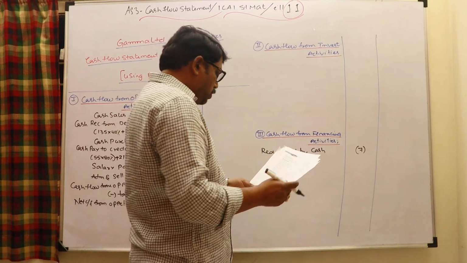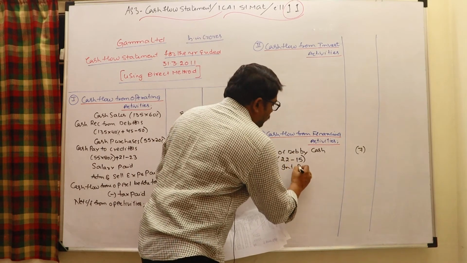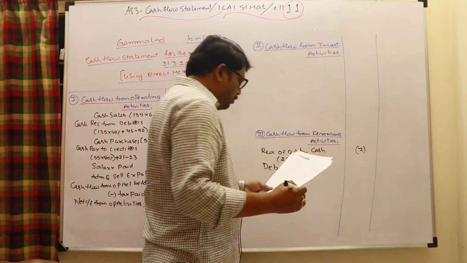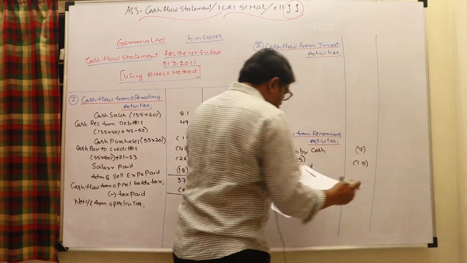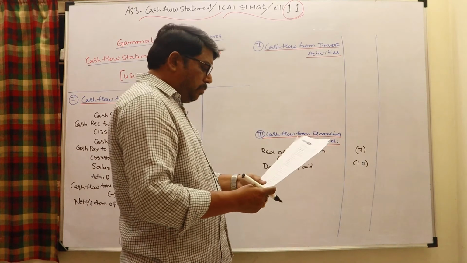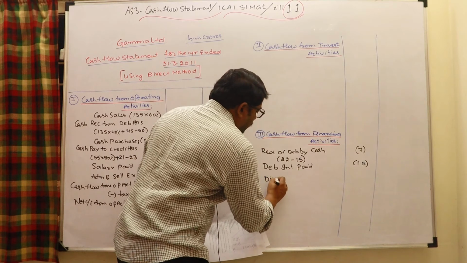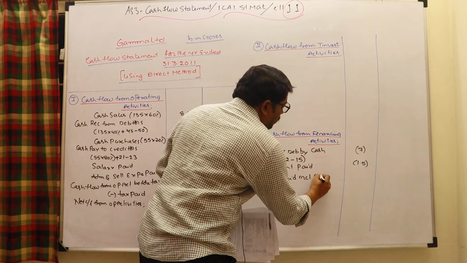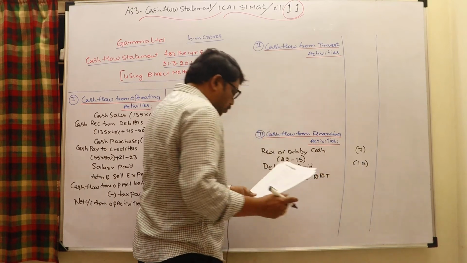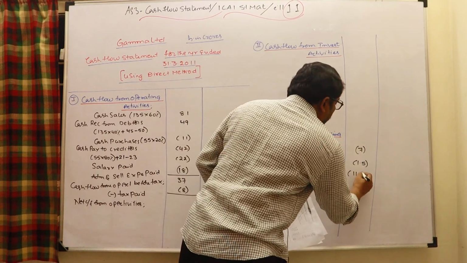Next, debenture interest paid is also a financing activity, 1.5 crores. Dividend paid, including dividend distribution tax, is a financing activity, 11.7.